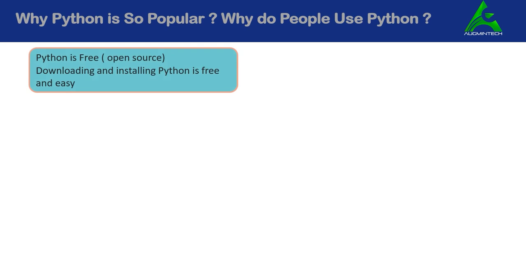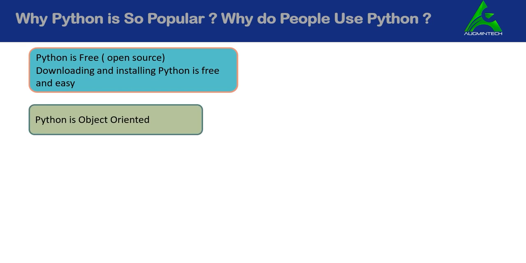Now, why is Python so popular and why do people use Python? The first reason is it's freely available, it is open source. You can just go and download and install from the official website. Imagine what would happen if Python was paid. So nobody would have used it, unless some big organizations could afford it, right?